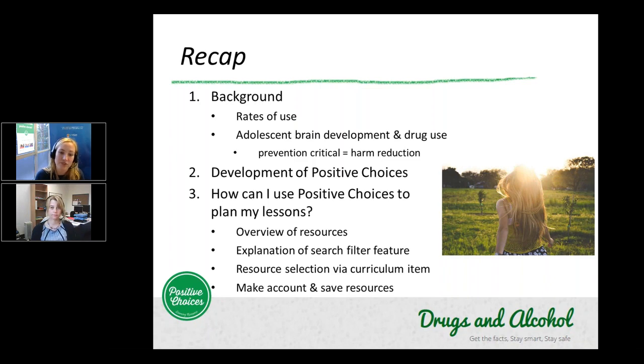We then talked about the development of Positive Choices, that it was developed to meet a need for a centralised resource that could provide schools with access to reliable prevention resources that are both effective and engaging for young people, and sort of take the guesswork out for teachers and parents and students on what's reliable. And then we went over how you can use Positive Choices to plan your lessons. And so we went through various resources, using examples, went through some of the programs and games, videos, fact sheets, and quick activities that we have available on the portal. And I showed you how to use some of the search filters. So how to find a resource that matches a curriculum item or meets a specific classroom need, how to make an account, and save resources for future use.